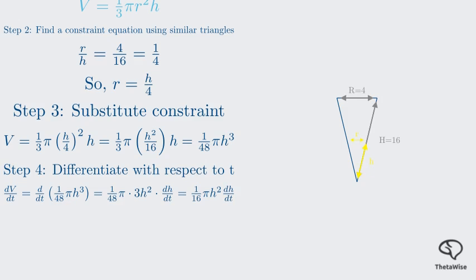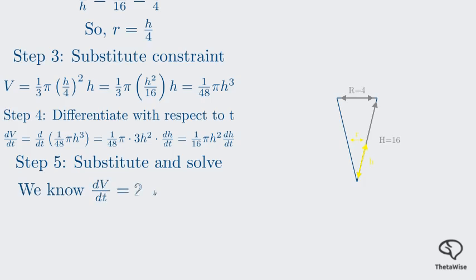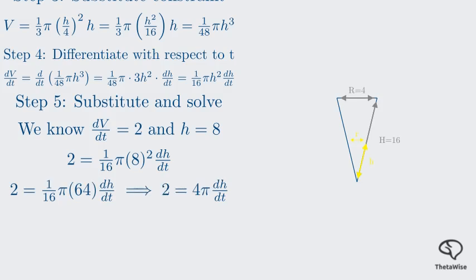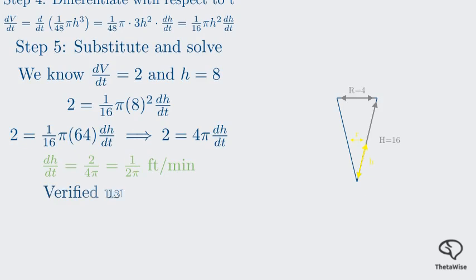Finally, step 5. Substitute the known values and solve. We know dV/dt is 2, and we're interested in the moment when h is 8. Plugging these into our equation, we get 2 equals 1/16 pi times 8 squared times dh/dt. Simplifying the right side, 8 squared is 64, and 64 divided by 16 is 4. So we have 2 equals 4 pi times dh/dt. Solving for dh/dt, we get 1 over 2 pi feet per minute. This is the rate at which the water level is rising.